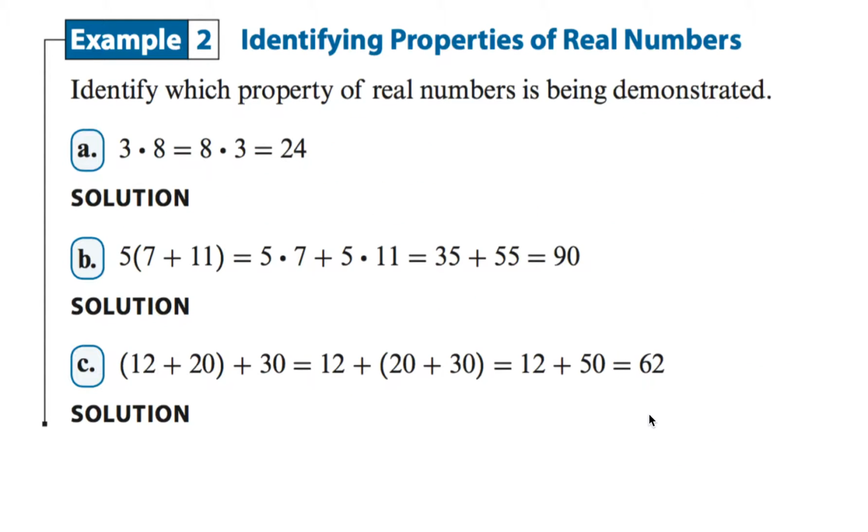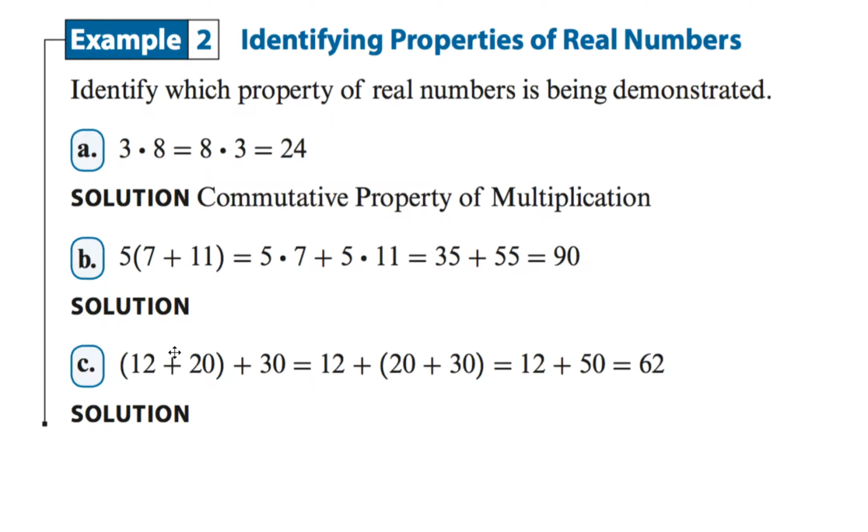So now that we have some properties of real numbers, we can use those to go ahead and simplify some algebraic equations or expressions. So it says identify which property is being demonstrated. Well, in letter A, we have 3 times 8 being the same as 8 times 3. Either way, you get 24. So this has to do with the order in which you multiply. And the order does not matter. And we said that was the commutative property.